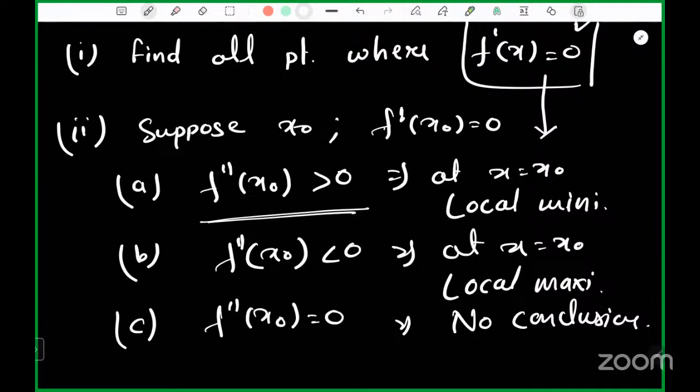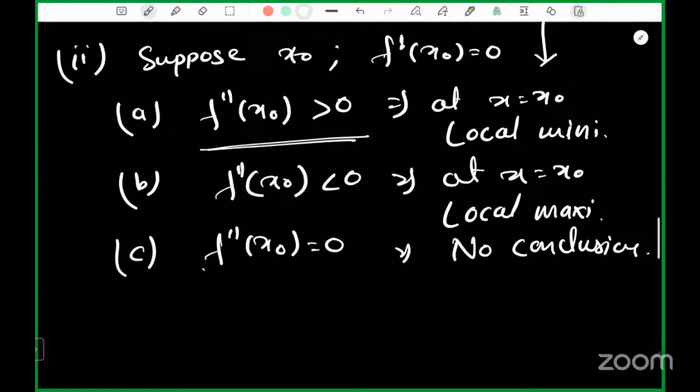Is this a saddle point, ma'am? The third condition, is this a saddle point? Yeah, we can consider it as saddle points, but actually the theory of saddle points is too vast. So for these points, we can call them saddle points.